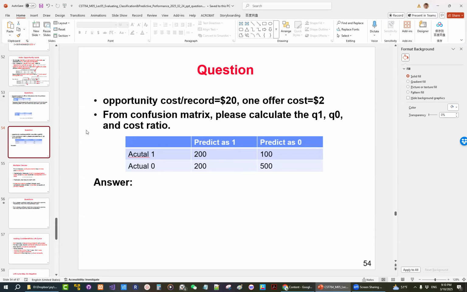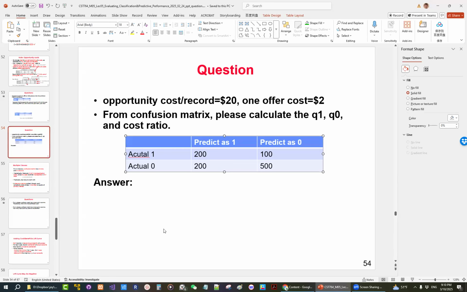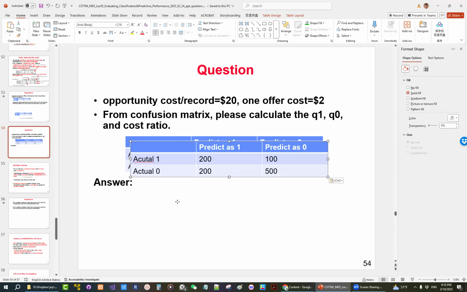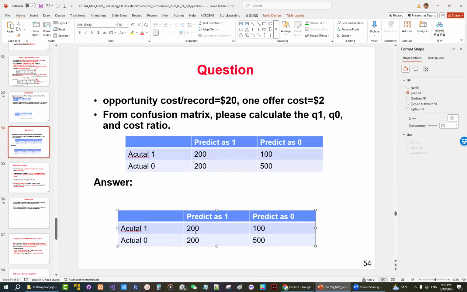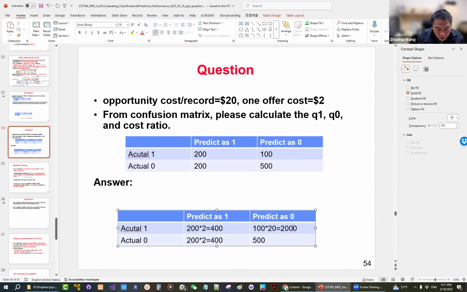Let's see. Q1. Okay, so I think the first number is 200, predicted as one, actual one is 200, and the predicted as zero is 400, 0, 200. The cost comes to 400. This will be 100 times 20, so it will be 2,000. Yeah, this one has no cost, it's 0.